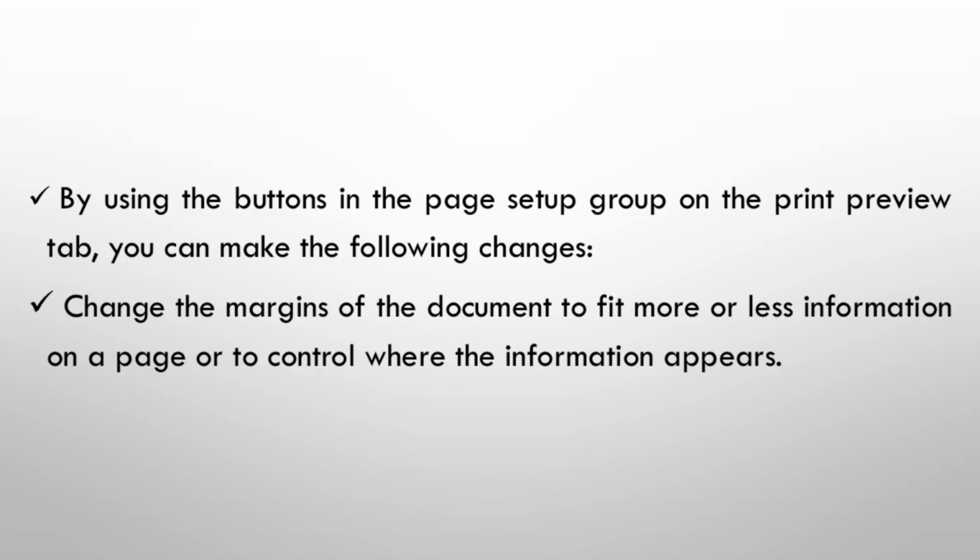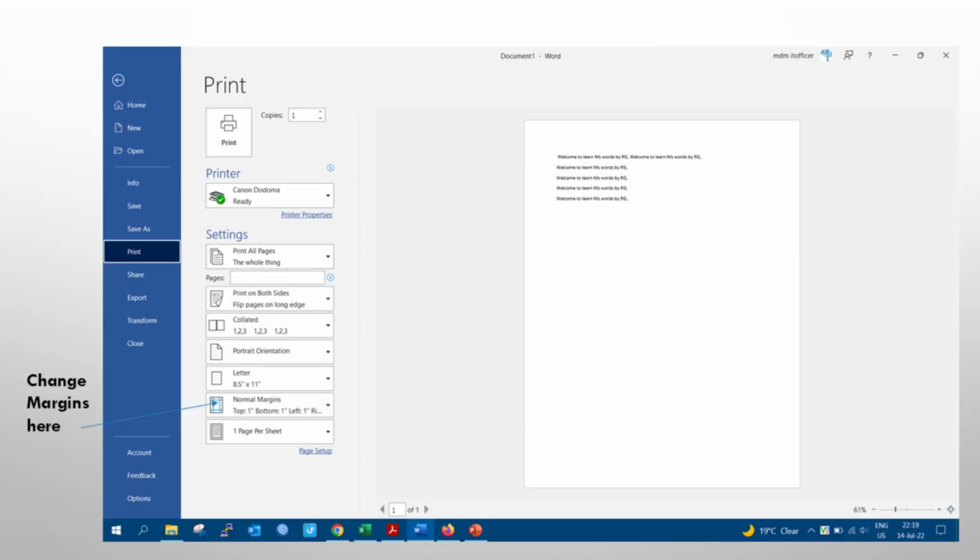By using the buttons in the Page Setup group on the Print Preview tab, you can make the following changes. Change the margins of the document to fit information on a page or to control where the information appears. You define the size of the top, bottom, left, and right margins by clicking the Margins button and selecting from the Margins gallery, or by clicking Custom Margins and specifying settings on the Margins tab of the Page Setup dialog box.